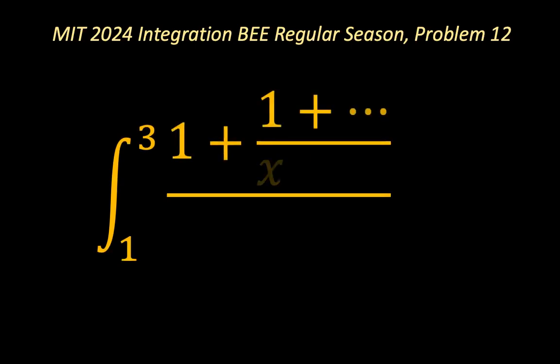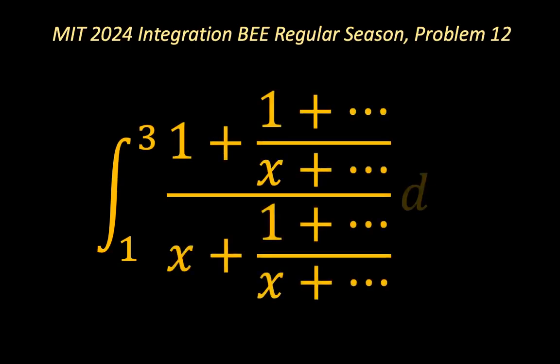Today's problem is part two of what we did yesterday, problem number 12 of the MIT 2024 Integration Bee regular season. The problem was the integral from x equals 1 to x equals 3 of 1 plus 1 over x plus 1 over x plus dot dot dot. So this is a recursive problem.